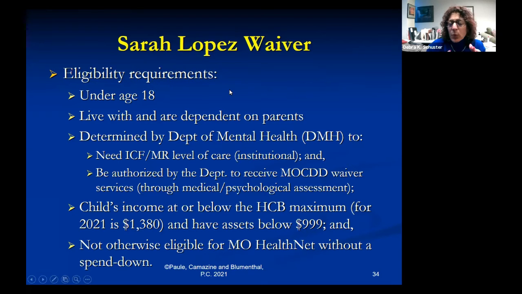So the eligibility requirements, and we're just going to skim the surface. We could spend an entire hour and a half on all of these waiver programs. You must be under age 18 and live with or be dependent on your parents. And you have to be determined by the Department of Mental Health to need either ICF or institutional level care and be authorized by the department to receive that Sarah Lopez waiver services through medical or psychological assessment by the Department of Mental Health. And the child's income is below or at the home and community-based maximum, which for 2021 is $1,380, and have assets below $999 and are not otherwise eligible for Missouri HealthNet without spend down.